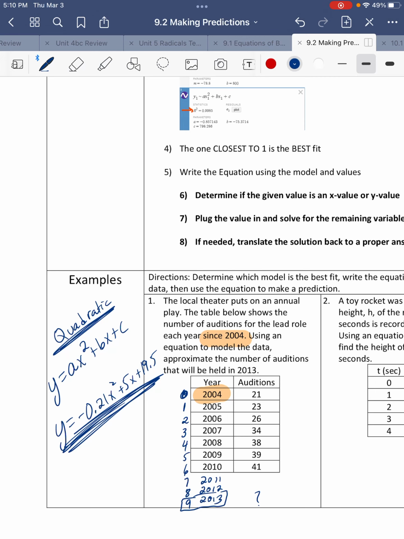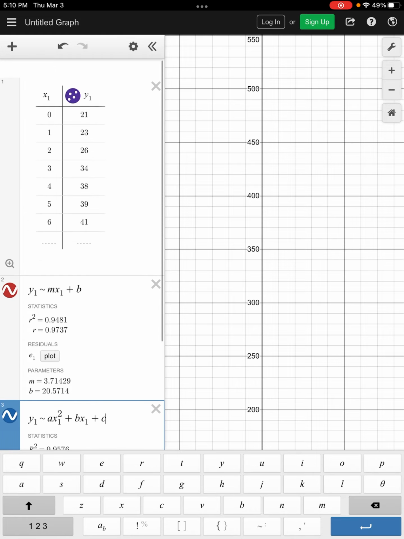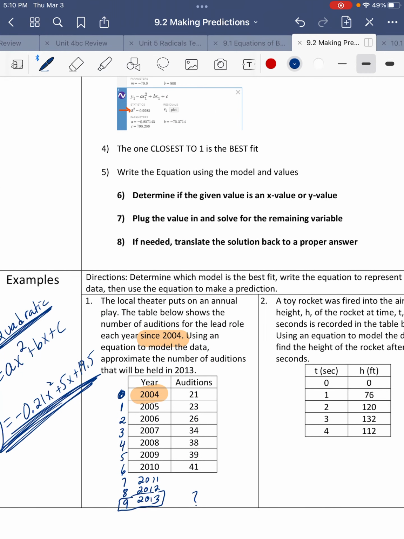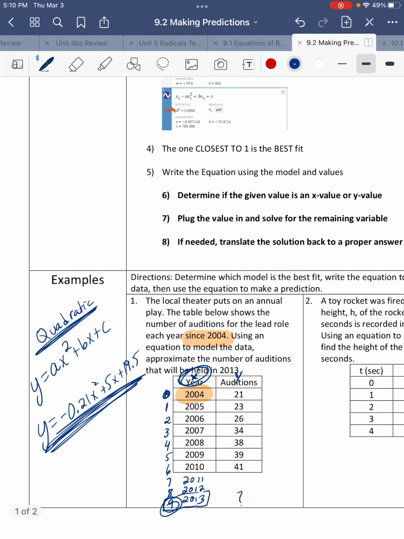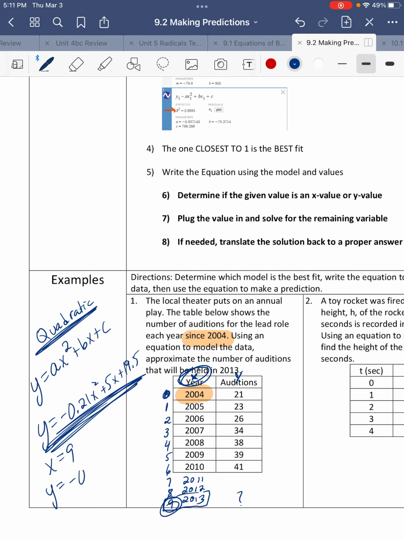When we entered these numbers into Desmos, take a look at which column we used for what. The first column was x, our second column was y. So for x, we're going to use 9. When x equals 9, we substitute that in: negative 0.21 times 9 squared plus 5 times 9 plus 19.5. We're going to do that in the calculator quick.